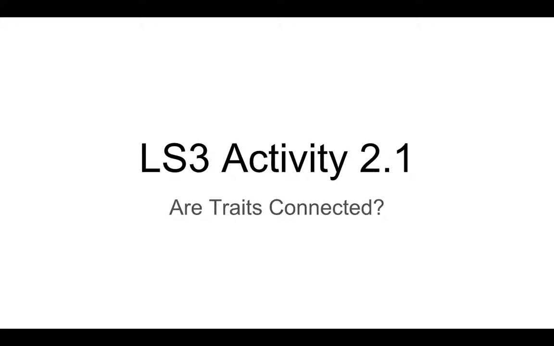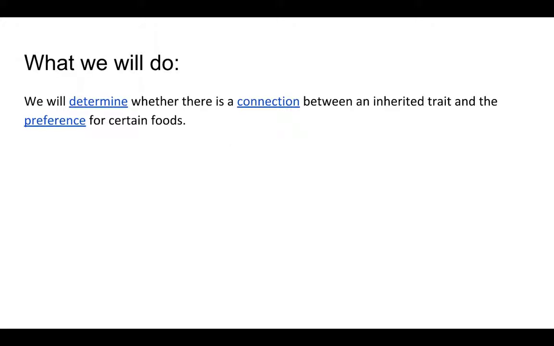You should have that open on your Chromebook now. What we will do is determine whether there is a connection between an inherited trait and the preference for certain foods. I'm recording this so that I can post it to Classroom later so that you can watch this later. But right now you should be filling this out with me in class.